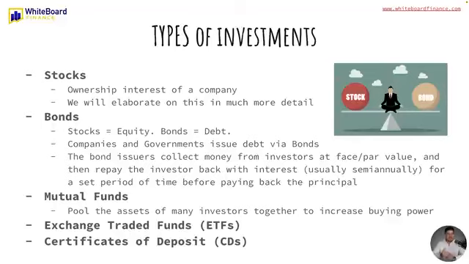Bonds, if stocks are equity, meaning they are owning an equitable portion of a company, a slice of a pie, which we'll talk about later, that means bonds are debt. So companies and governments issue debt via bonds. The bond issuers collect money from the investor at face value, and then they repay the investor back with interest semi-annually for a set period of time before paying back the principal. We'll talk about this later.